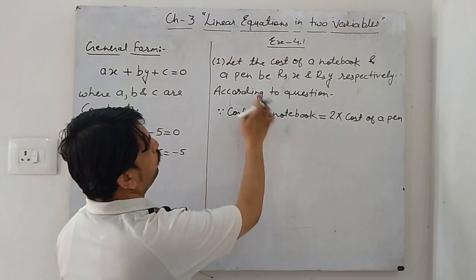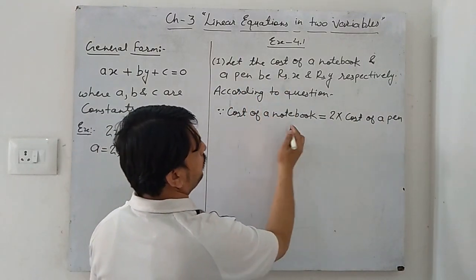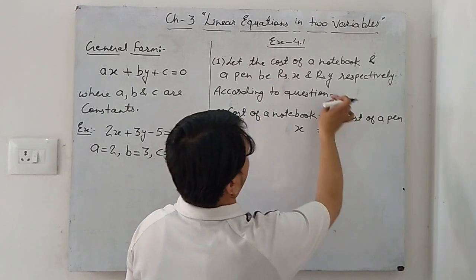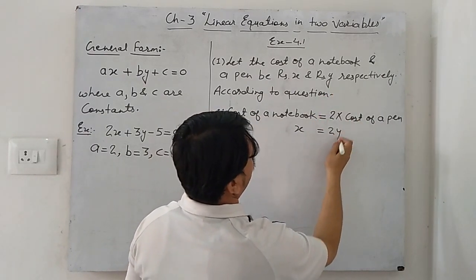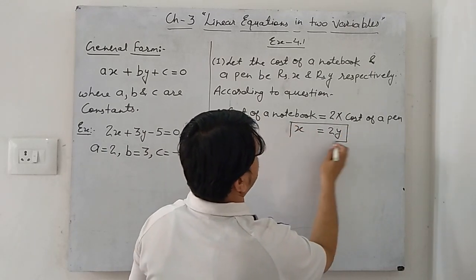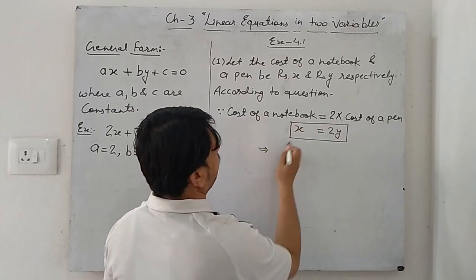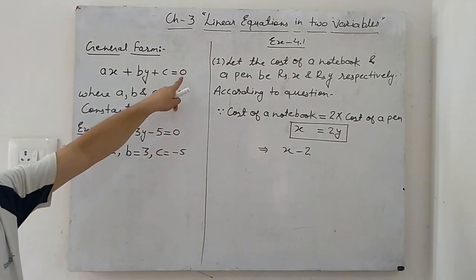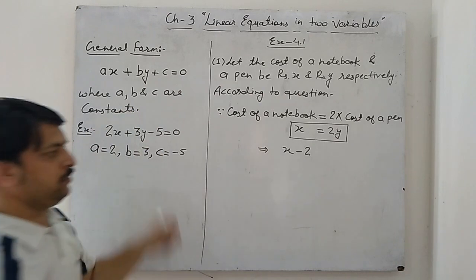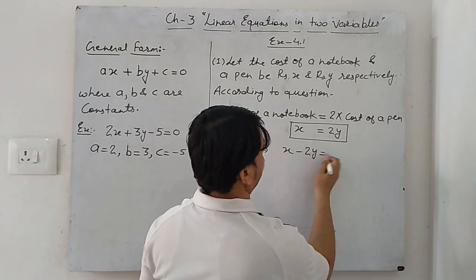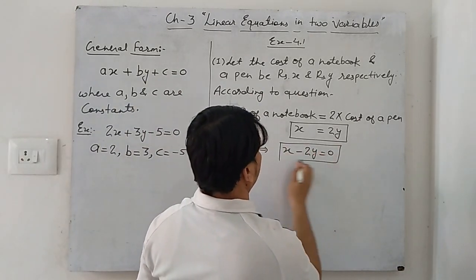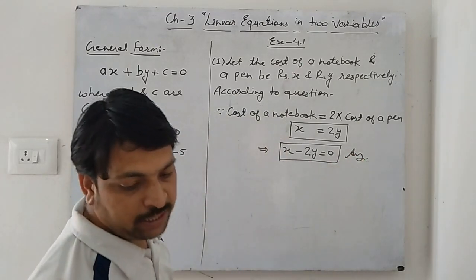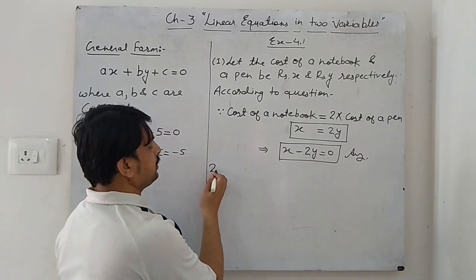So the cost of a notebook we assumed as x, so we put x equal to 2 multiply the cost of a pen, which we assumed as y, so 2y. X is equal to 2y, or we can shift 2y because in the general form there should be 0 on the right hand side. So x minus 2y equal to 0. We have to form the equation only, so it will be our answer. Is it clear?